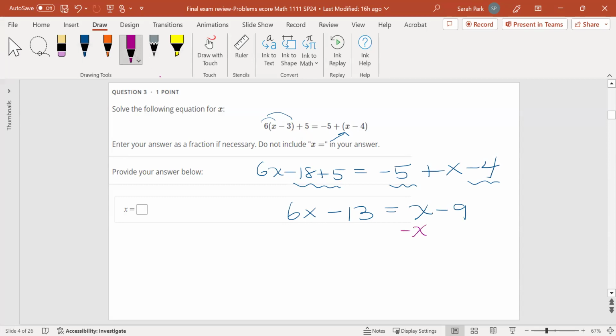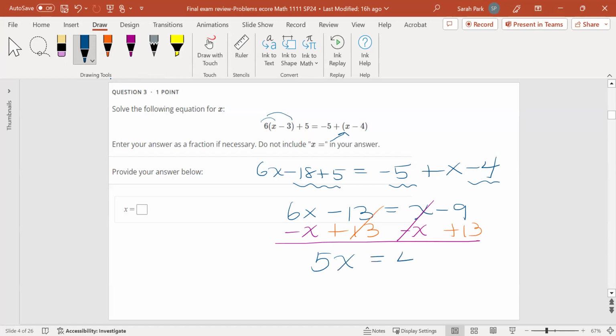Now we can subtract x to gather all the x terms on the left, and at the same time, we can add 13 so that the constant terms are on the right. We have 6x minus x, which is 5x, and negative 9 plus 13, which is 4. Finally, we can divide both sides by 5, and that gives us x is equal to 4 over 5.